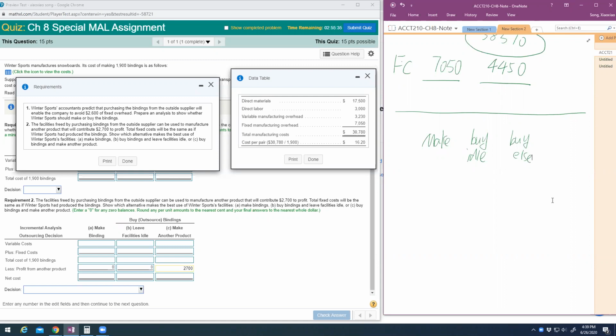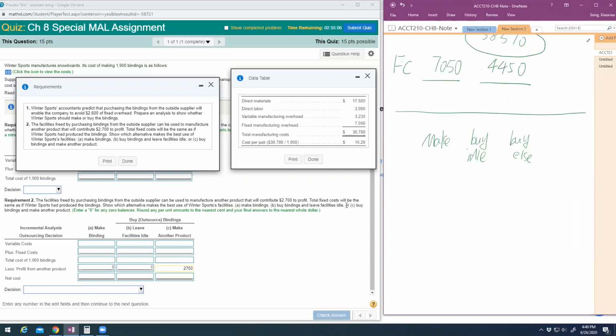Before we do the multiple choice, I want to first apologize. Last time, I made a mistake at the end of the big problem part. For the fixed cost of the buy but make another product, I didn't read the question carefully. Sorry about that. The last situation is you buy, but then you use the facility to make something else and you get $2,700.